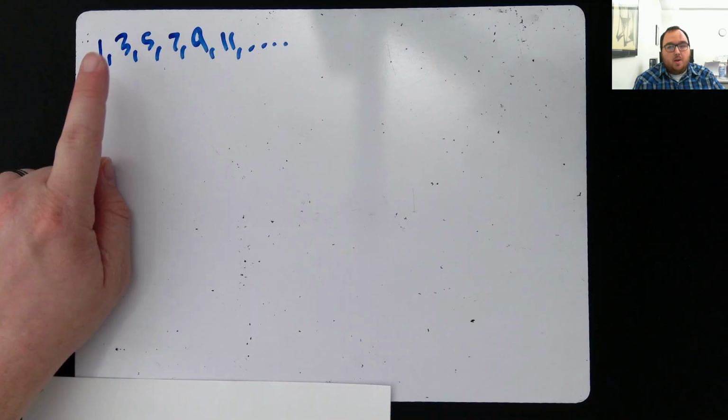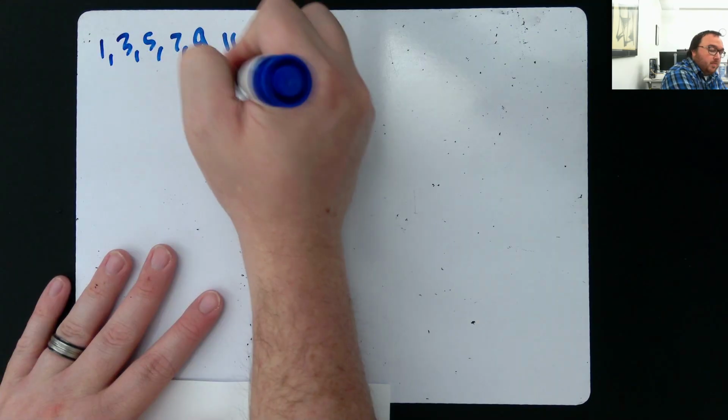From 1 to 3, that's two places. From 3 to 5, that's two places. From 5 to 7, that's two places. On and on. So this is an arithmetic sequence because of that. So here is an example of an arithmetic sequence.